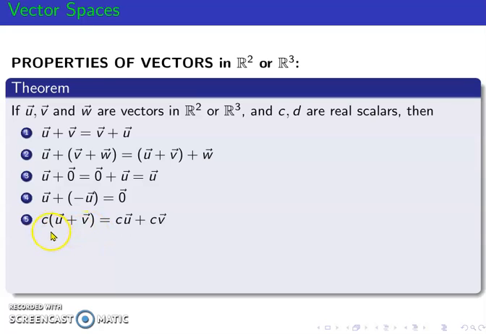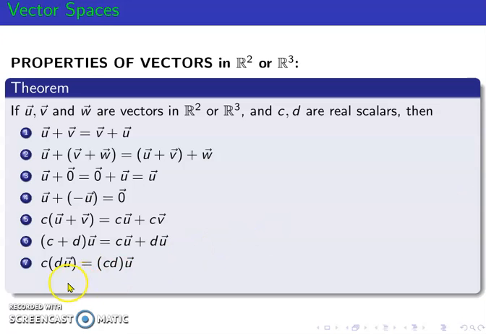The fifth one means that the scalar quantity is distributive over the sum of two vectors. That is c times the quantity vector u plus vector v is equal to c times vector u plus c times vector v. The sixth property means that a vector is distributive over the sum of two scalars. So the quantity c plus d times the vector u is equal to c times vector u plus d times vector u.